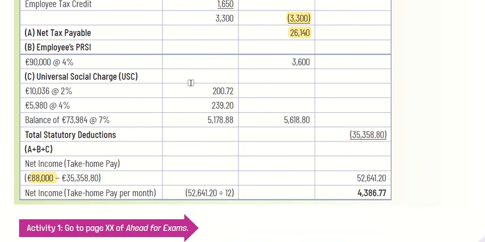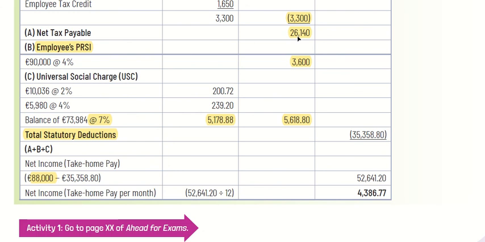Now, the next one would be the PRSI, which is the easiest of the lot to calculate. It's just 4% of that 90,000, so it's 3,600. You'll see 3 different rates, right? 2, 4, and 7 in this case. For the first 10,036, the next section, and the next section of her income, whatever's left over. And again, because she's a high income earner, she's going to pay a lot more at that higher rate. All right, so that's 5,618.